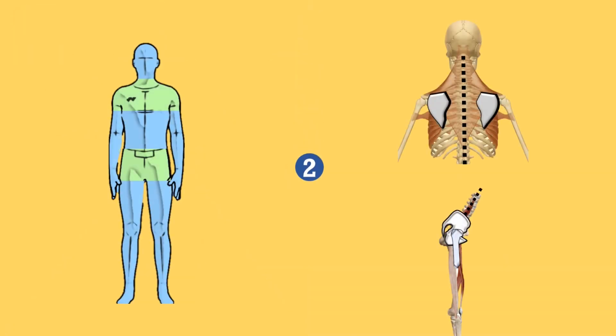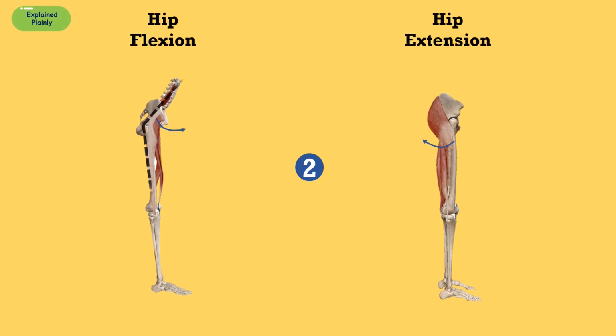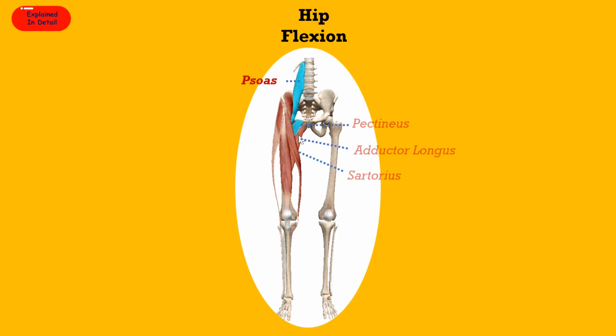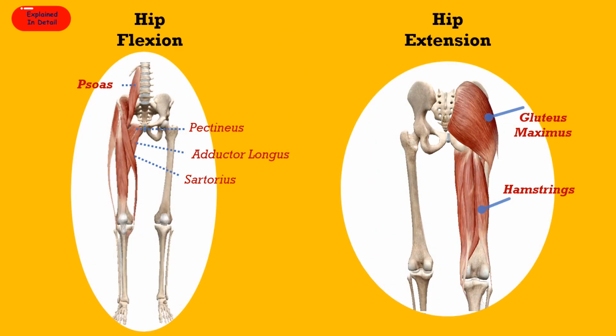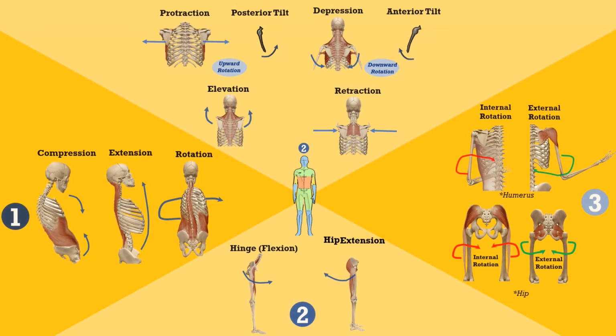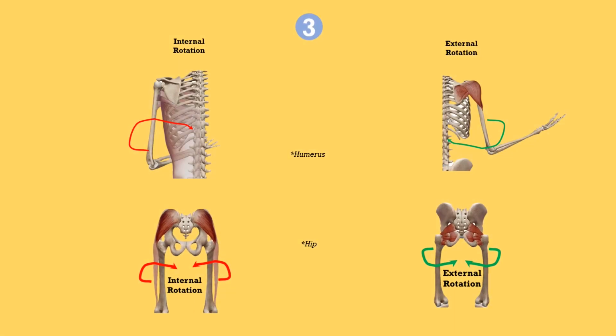For our lower body counterpart, we have two actions of interest. Hip flexion closes the angle of the hips, while hip extension straightens this angle. For hip flexion, the muscles of interest include the psoas and the hip flexors. For hip extension, it is the glute max and hamstrings that are involved. Before these actions can be functional, however, they have to combine with actions from succeeding levels.